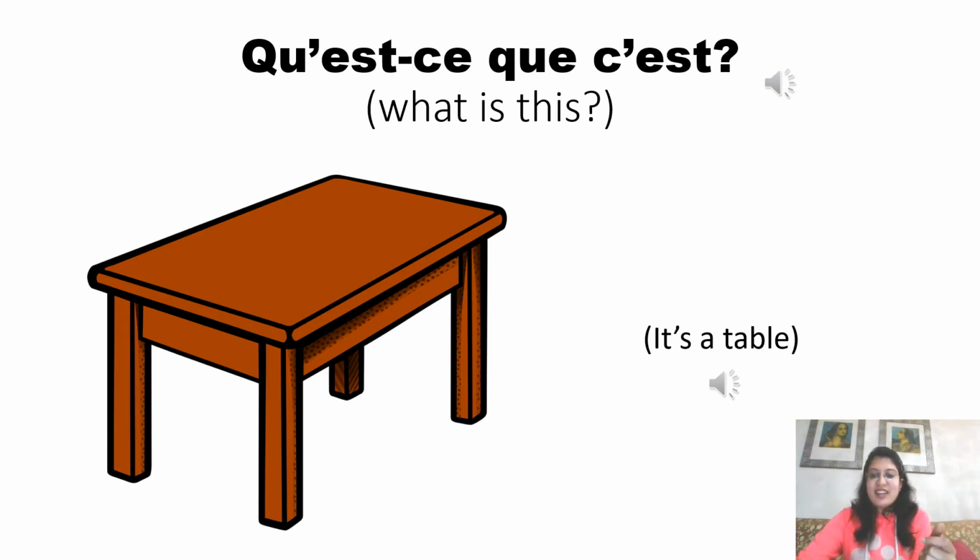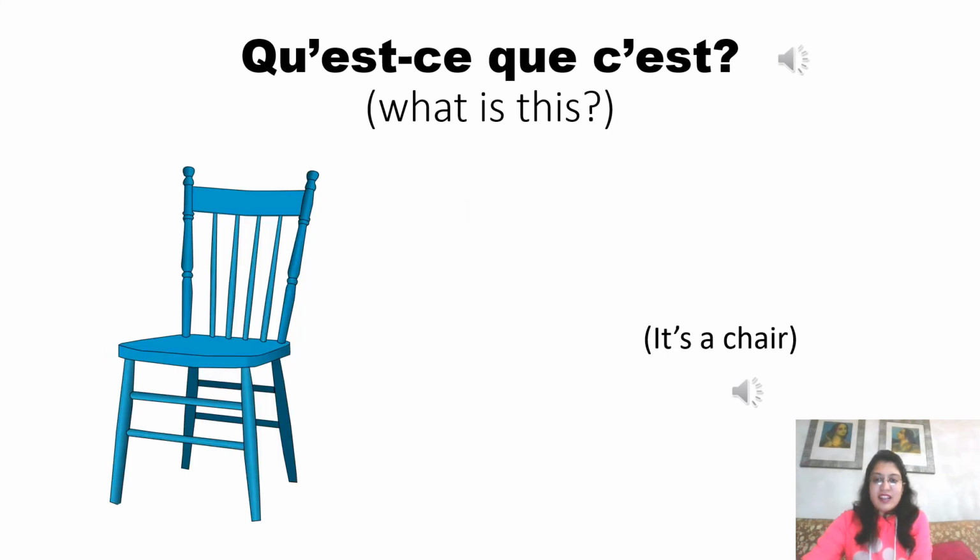C'est une table. C'est une table. Now listen to the pronunciation of the native French speaker, how she says qu'est-ce que c'est. Again. Qu'est-ce que c'est? Listen to how she says c'est une table. C'est une table. Again. C'est une table. Qu'est-ce que c'est?